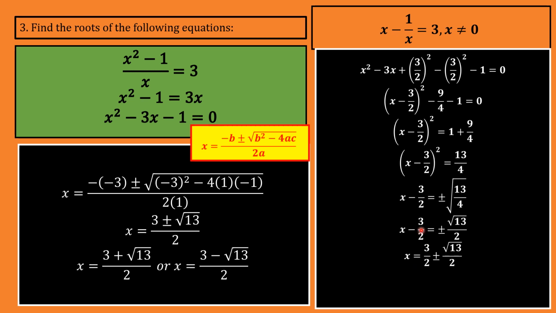Shifting 3 upon 2 to this side, x is 3 upon 2 plus minus under root 13 upon 2. This gives us two values of x: 3 plus under root 13 upon 2, or x is equal to 3 minus under root 13 upon 2. Okay, so for the sake of practice, we applied the completing the square trick method and this quadratic formula, both. Let's take one more.